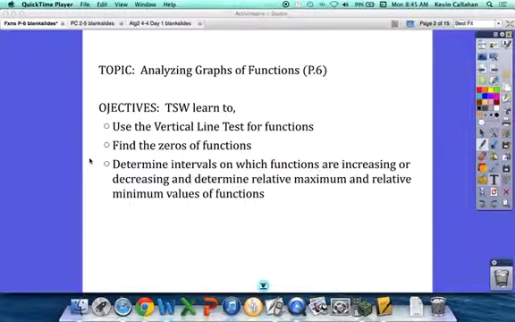Okay, so now we're going to analyze graphs of functions. And some of this should be somewhat familiar. You know, the vertical line test is a way to determine whether something's a function. Finding the zeros of functions, which probably sounds familiar, but maybe you need to be reminded what that means. And then there'll be some things you may not have seen before: increasing and decreasing, relative maximum, relative minimum of functions.